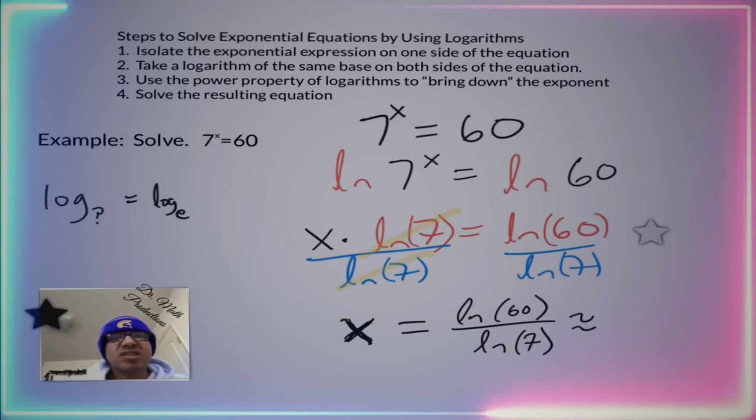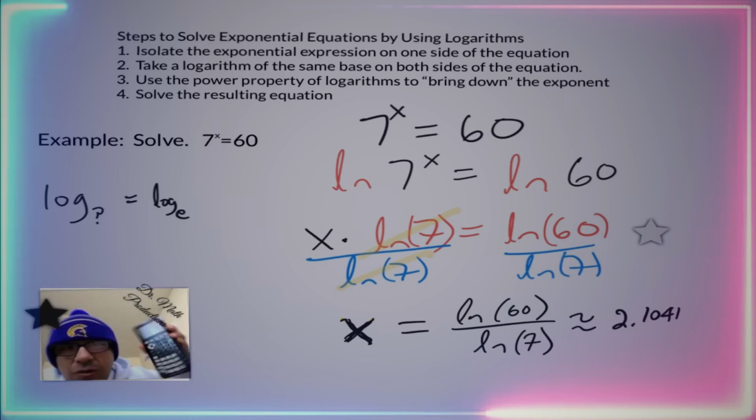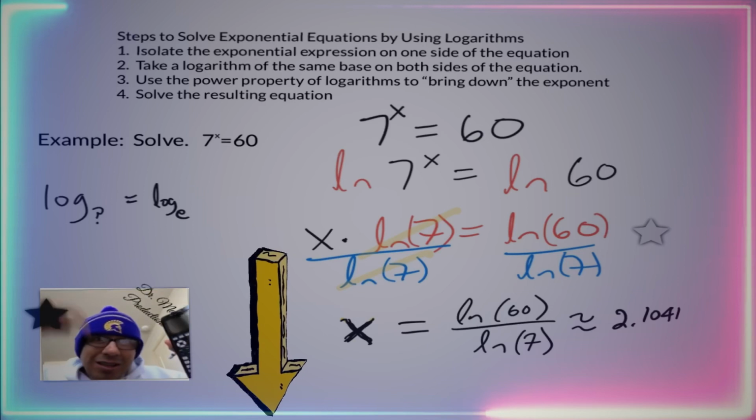So I'm going to punch this into my calculator. Alright, I wish I was cool like that. But let me punch this into my calculator that I have on my big screen. My big 52-inch screen. And I'm left with 2.1041, rounded to 4 decimal places. Bam.